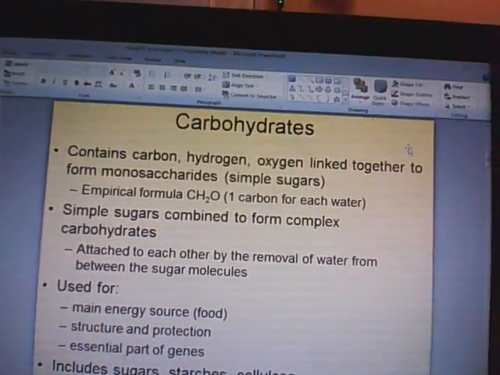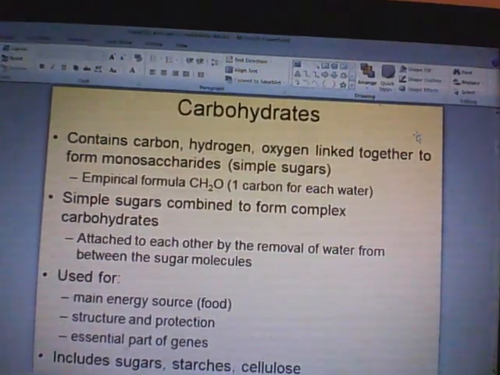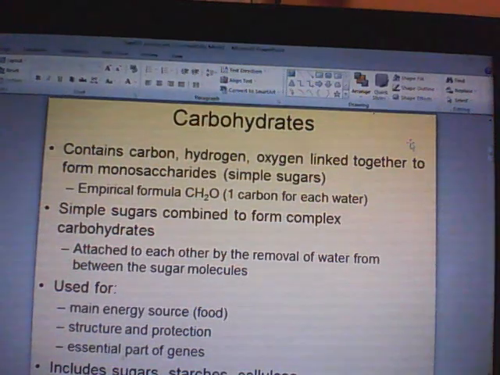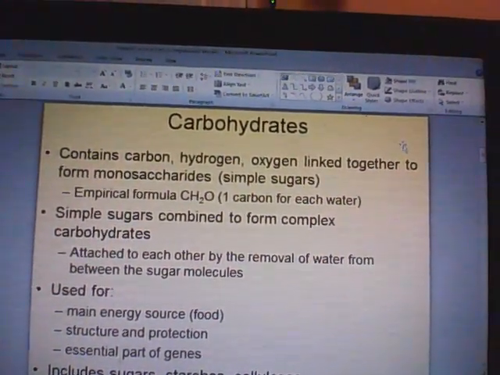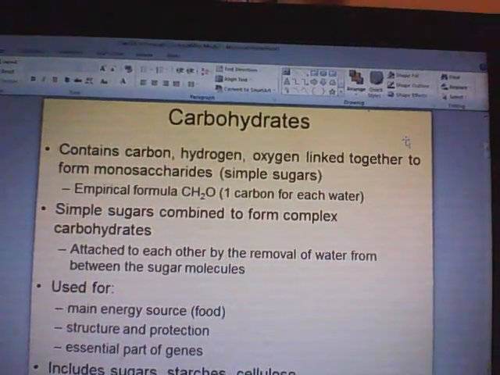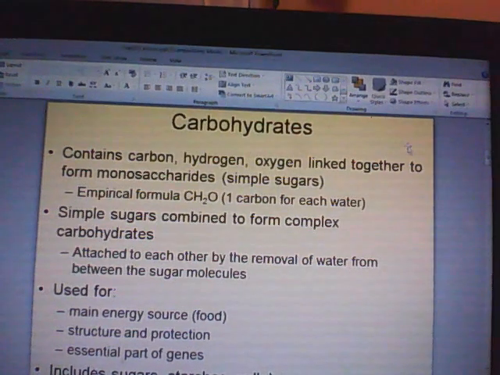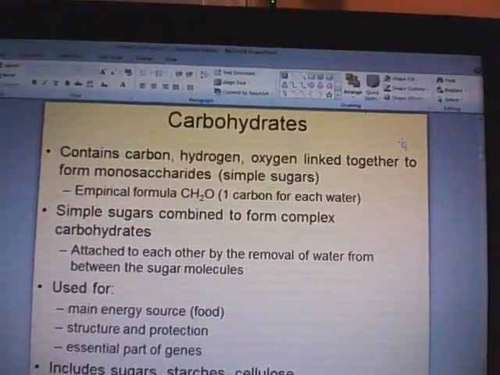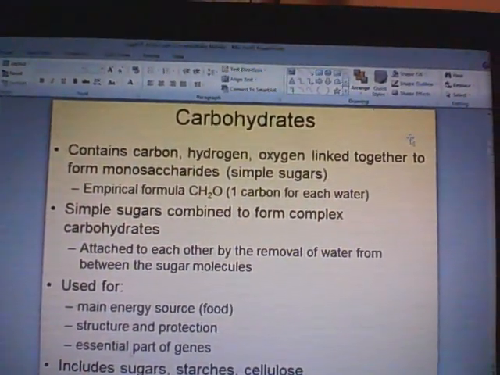So carbohydrates are anything that contains carbon, hydrogen, and oxygen linked together. These are your simple sugars, and they can combine to form more complex carbohydrates. They're used as your main energy source, used for structure, and are an essential part of your genes. Carbohydrates include all sugars, starches, and cellulose, which is the crunchy starch that is in plants.